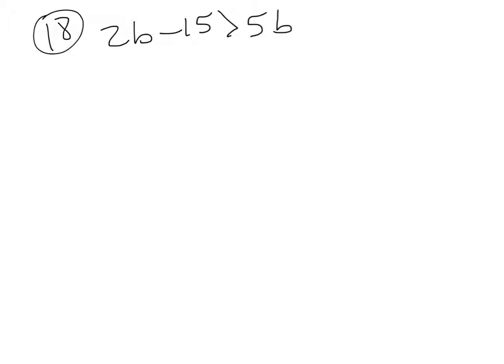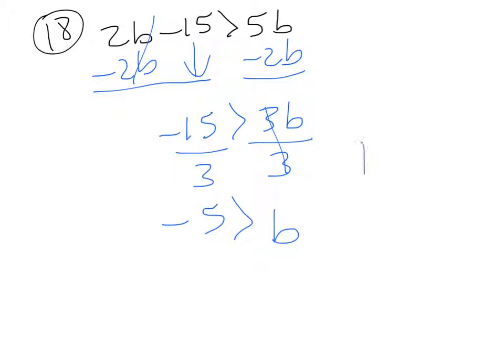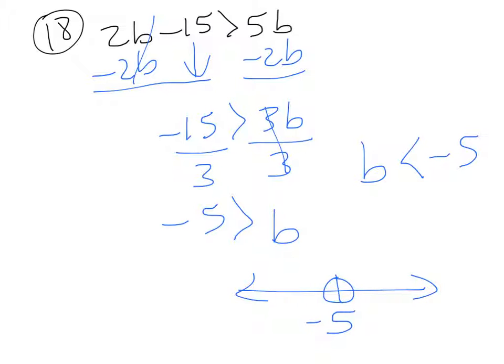On this particular problem, I need to move the B's over, so I'm going to subtract 2B on both sides. When I do that, I bring down my negative 15 is greater than 5B minus 2B, which is 3B. I'm then going to divide both sides by 3, and I get negative 5 is greater than B. If I flip that around, B is less than negative 5. So as long as I put my negative 5 here, it's open, and B's less than negative 5 will be to the left.